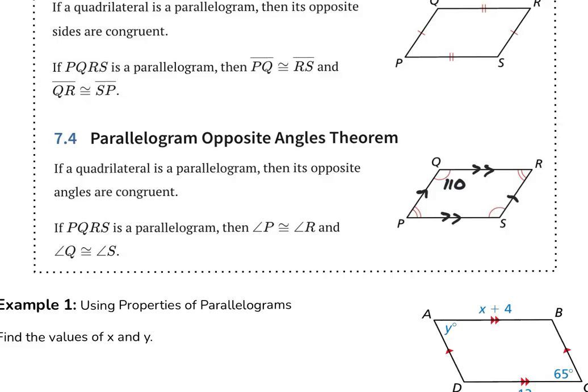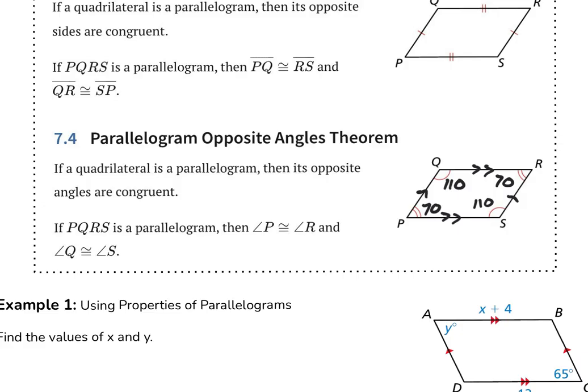They equal 180, yeah. So if this is 110, we know this is 70, okay? And now, based off of what we just said, if this is 70, we know R is 70, and we know S is 110.